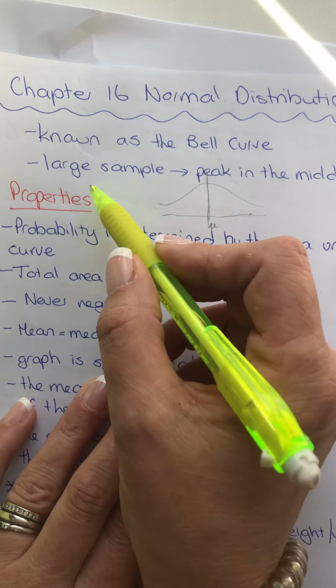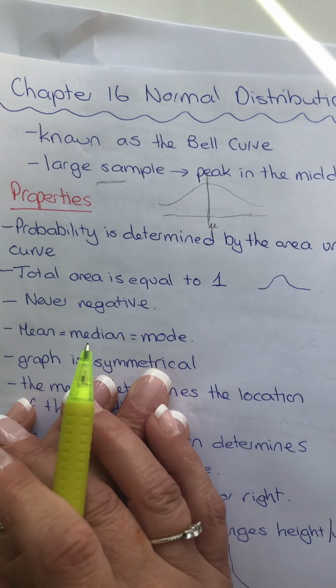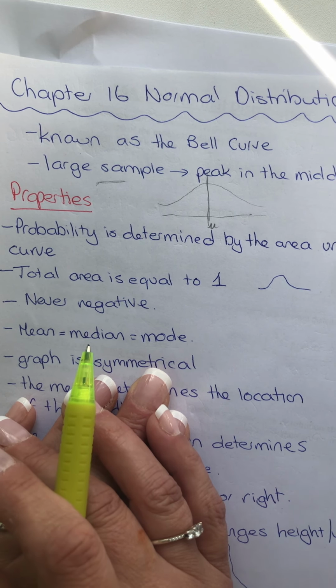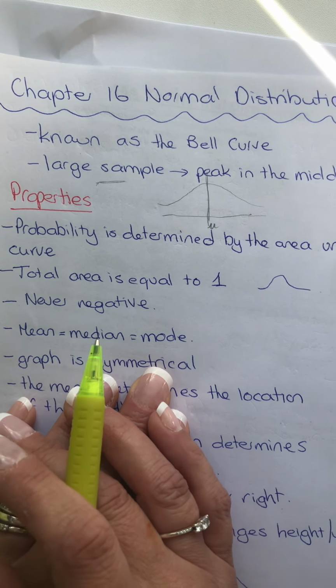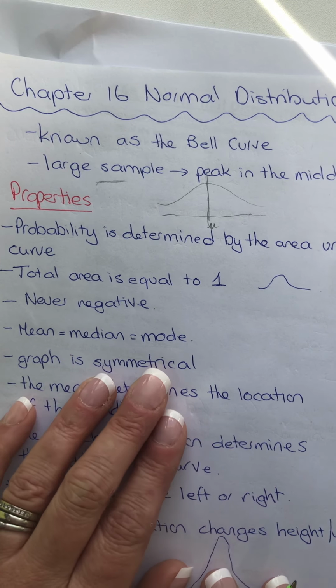The other thing that's really important is this is for large samples. So it might be something like test results for all Year 8s across the whole level. For us, it would be 250 kids' test results. So you don't do this sort of thing for a group of 10 people. So it's a big sample.